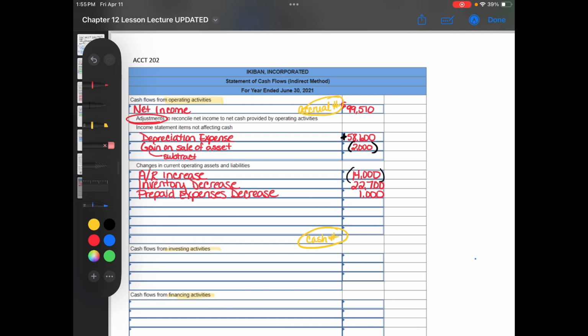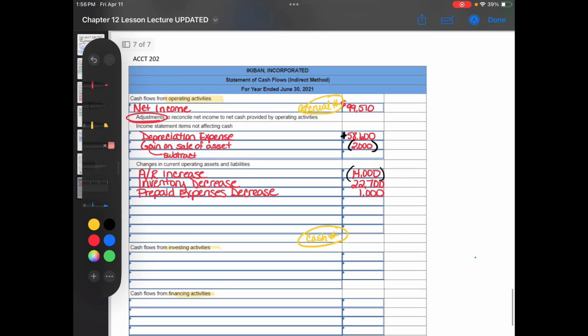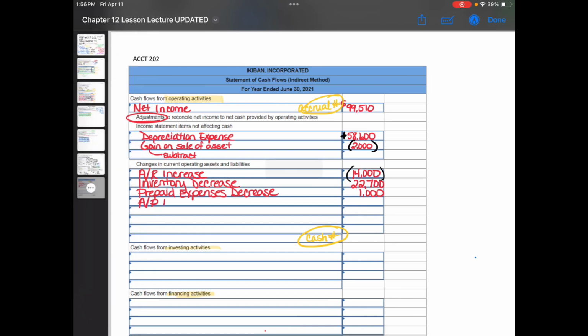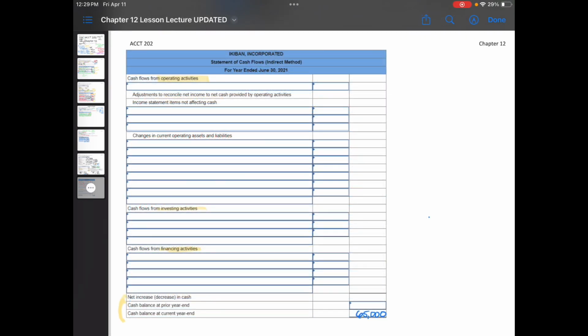I'm going to focus on the current liabilities. We had three of them: accounts payable, wages payable, and income taxes payable. All three of those were decreases. So when they decrease, that actually will be a negative amount. So I will write those in and you'll see those pop through. I'm having a little bit of trouble with my iPad, so you'll just see those change in just a second.